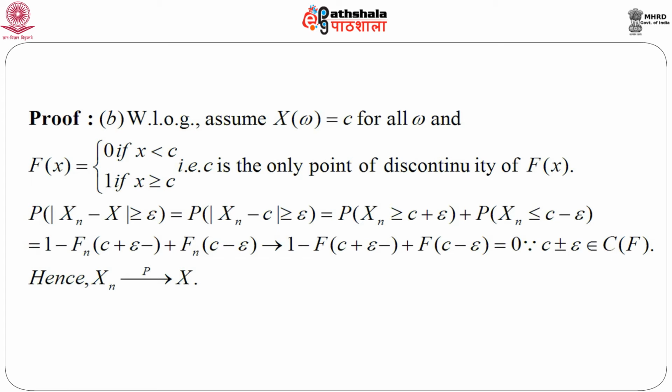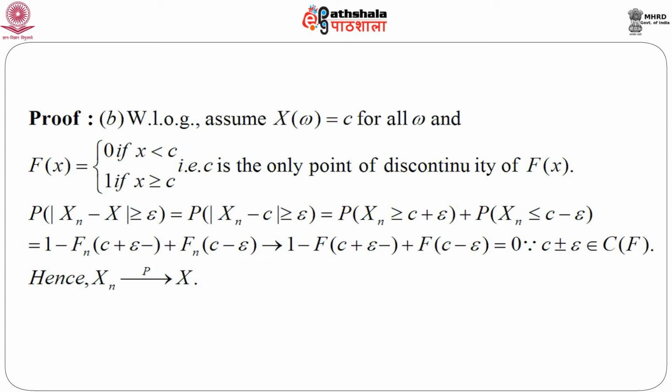Since capital X equals c with probability 1, we can replace capital X by c and get probability mod of X_n minus c greater than or equal to epsilon, which equals probability X_n greater than or equal to c plus epsilon plus probability X_n less than or equal to c minus epsilon. Now, probability X_n greater than or equal to c plus epsilon is 1 minus probability X_n less than c plus epsilon, and probability X_n less than or equal to c minus epsilon is F_n of c minus epsilon. Naturally, this tends to F of c minus epsilon, because F_n converges to F.